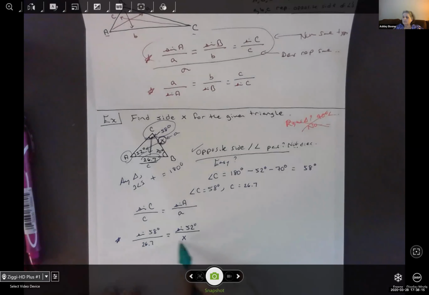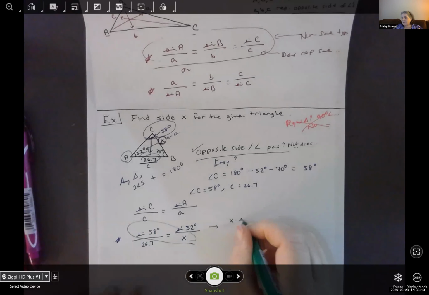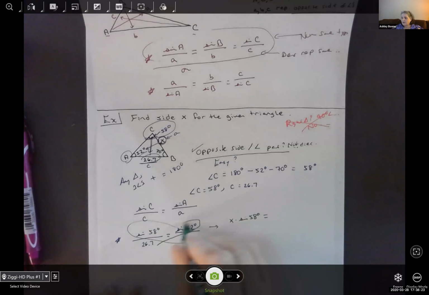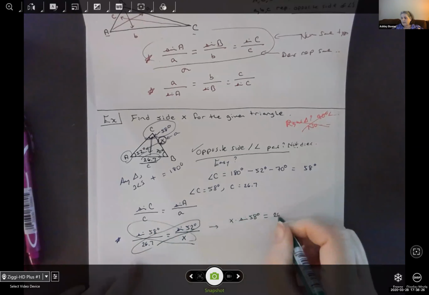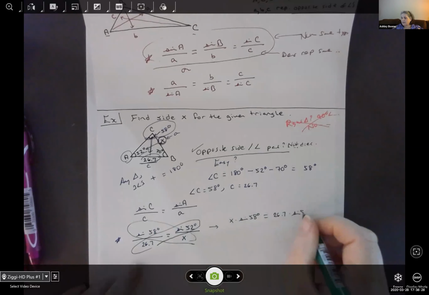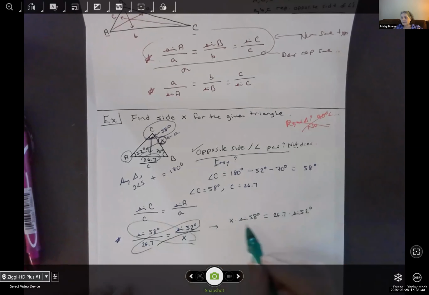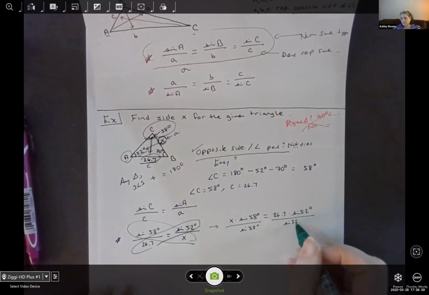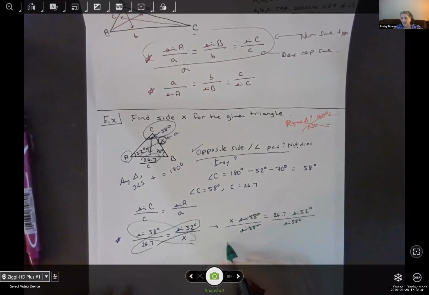So I can cross multiply here, and I get x times the sine of 58 degrees is equal to, cross multiply here, 26.7 times the sine of 52 degrees. I want to solve for x. Since I'm multiplying by the sine of 58 degrees, I'm going to divide both sides by the sine of 58 degrees. And I have x equals. Now, I always like to be as exact as possible.